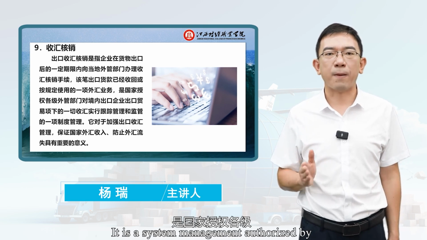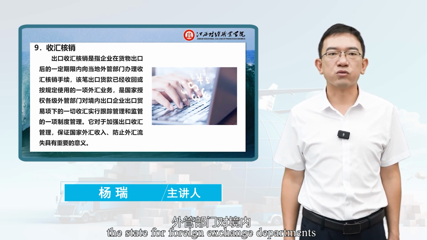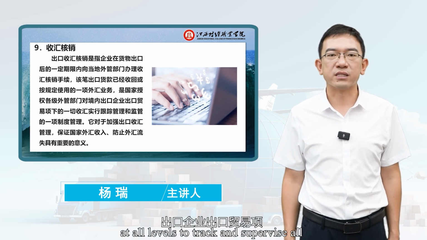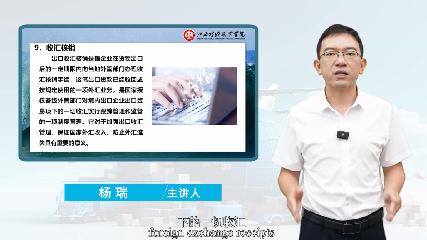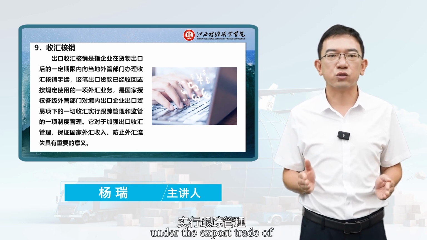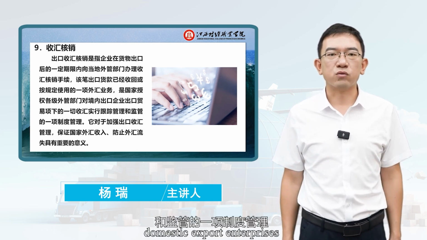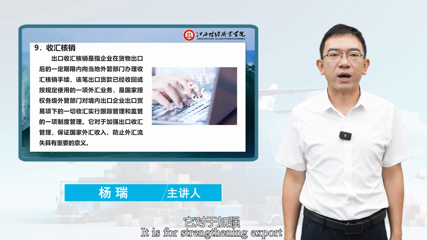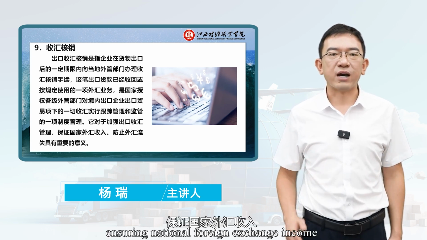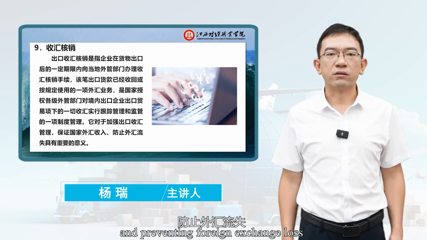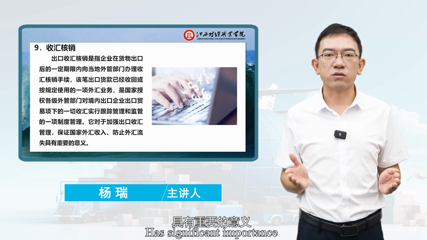It's a system management authorized by the state for foreign exchange departments at all levels to track and supervise all foreign exchange receipts. For the export trade of domestic export enterprises, it has significant importance for strengthening export foreign exchange management, ensuring national foreign exchange income, and preventing foreign exchange loss.